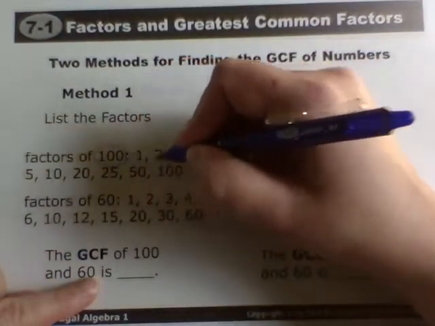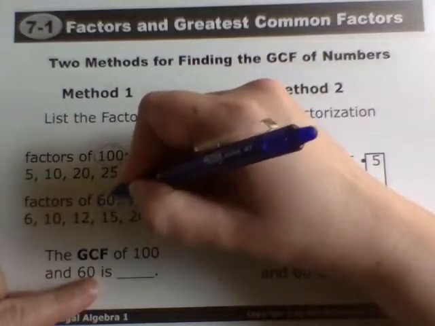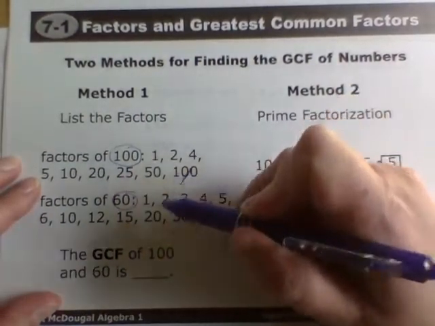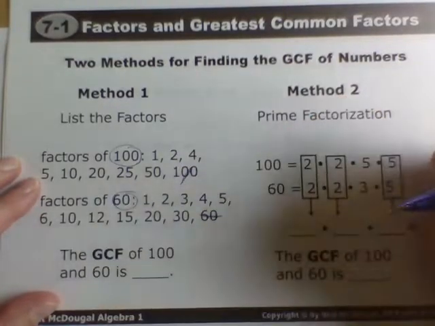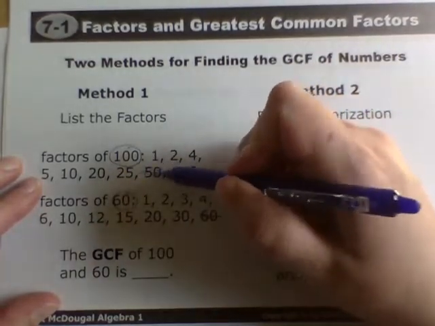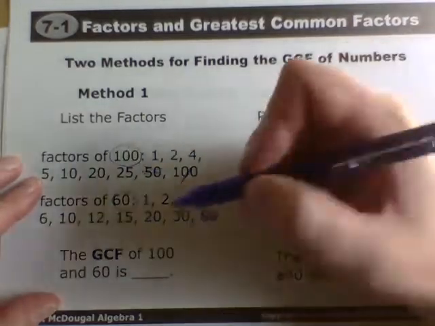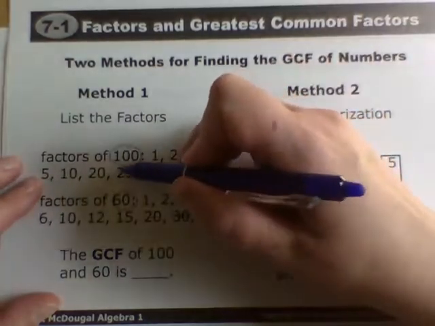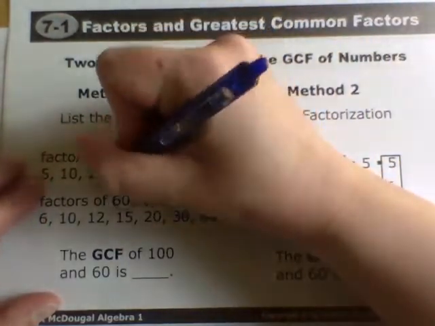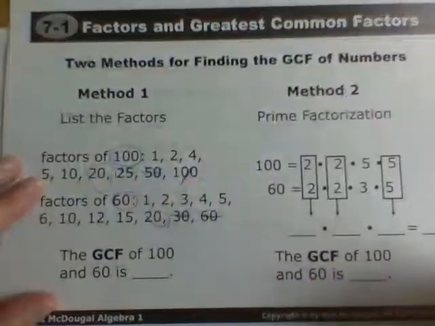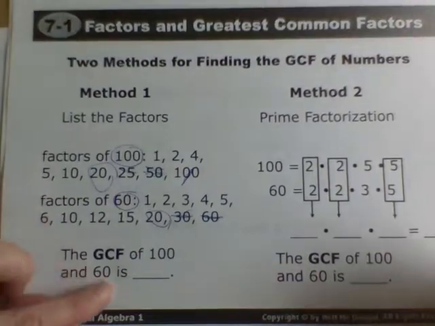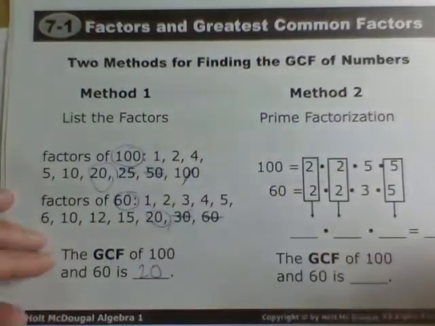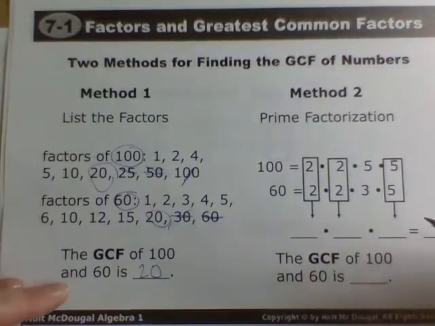Now 100, here are its factors, and 60, here are its factors. You look through and 100 is not in this list, 60 is not in that list, 50 is the next biggest number, it's not in both lists, 30 is not in both lists, 25 is not in both lists, but then 20 is in both lists. So that means that the greatest common factor of 100 and 60 is 20. So again, that's the method that we used in the previous slide.